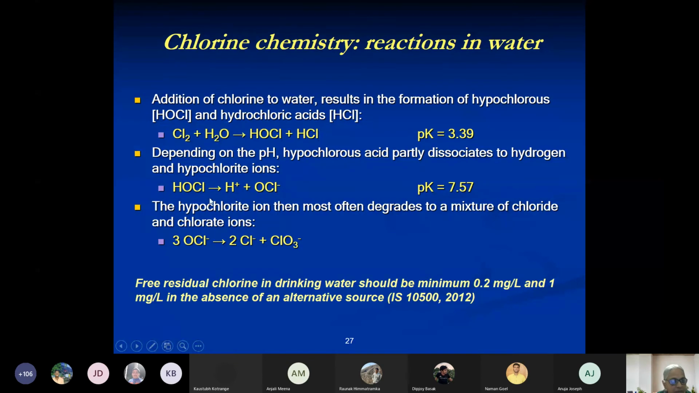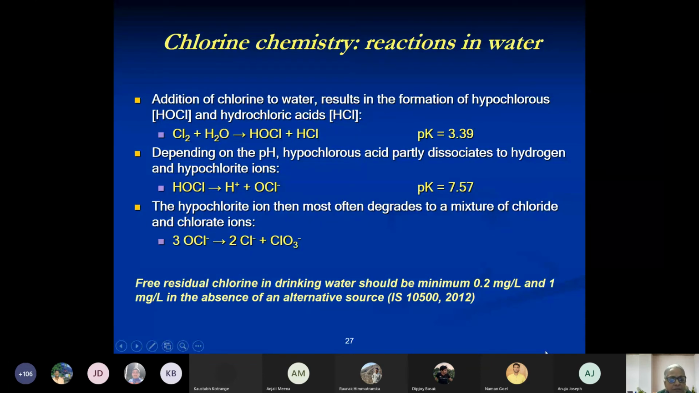So this is hypochlorous acid. This is hypochlorite ion. And there is a pKa for it, the pKa is 7.57. The hypochlorite ion then degrades into a mixture of chloride and chlorate. So OCl- will further degrade to Cl- and ClO3-.